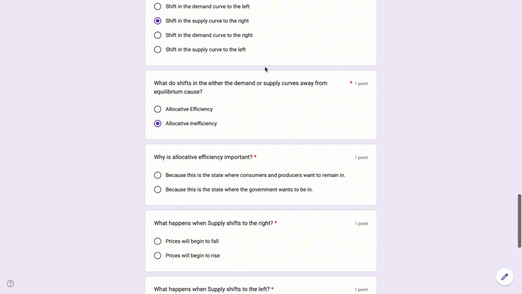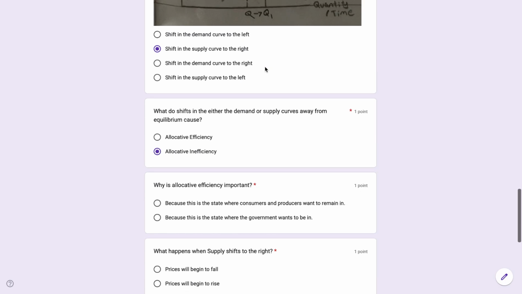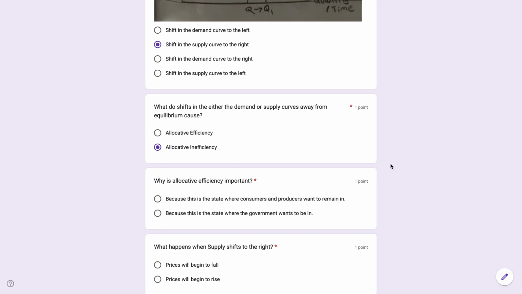All right. So why is allocative efficiency important? I think I already kind of explained this. It's not just the state where the government wants to be in, it's a state where consumers and producers want to remain in. You want to stay at that point.